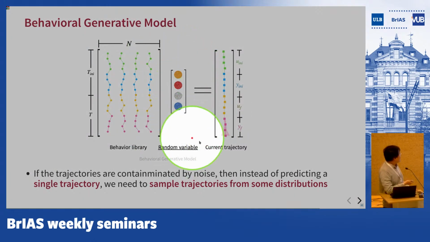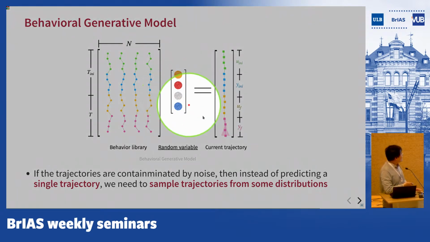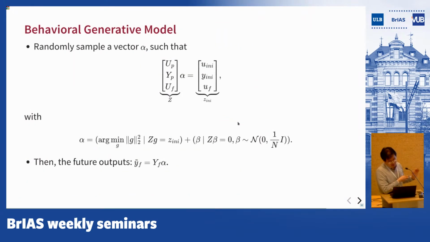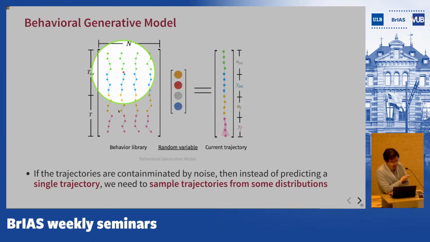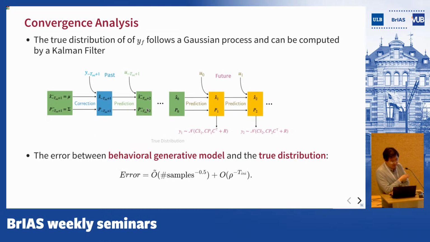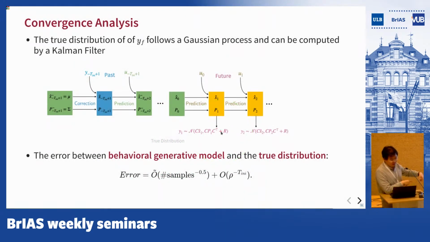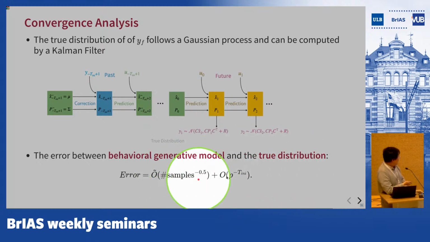So instead of putting in a fixed coefficient for the linear combination, we have to put in some random coefficient so that you will have some randomness here. This is a little bit complicated, and I don't think I have enough time. Anyway, you can put certain randomness inside. This randomness will follow a certain Gaussian distribution, and you can prove that if you have enough data and enough look-back distance, then this generative model will converge to the true distribution at a certain rate like this.